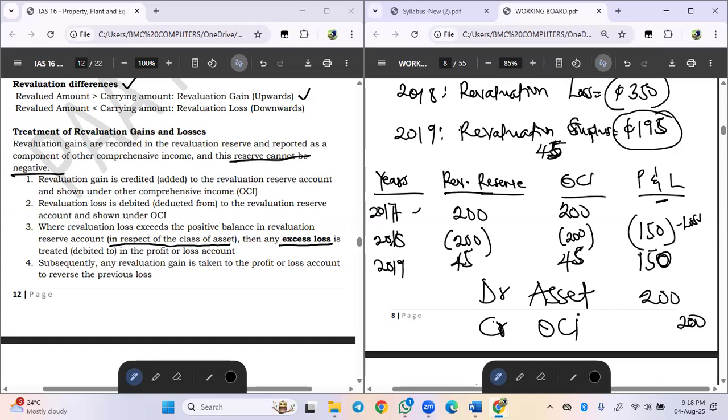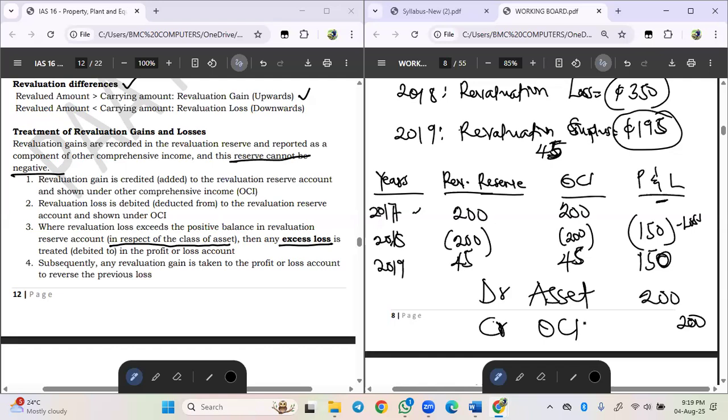And also with the revaluation, it's the same as the subsequent expenditure. You have to calculate the carrying amount to the date that the revaluation was performed or was done, before you can compare to find your revaluation loss or revaluation gain.